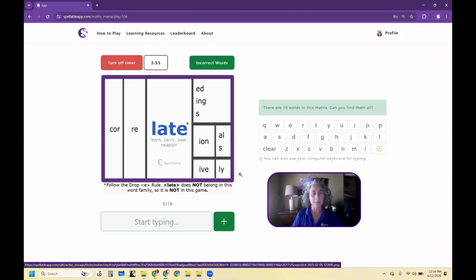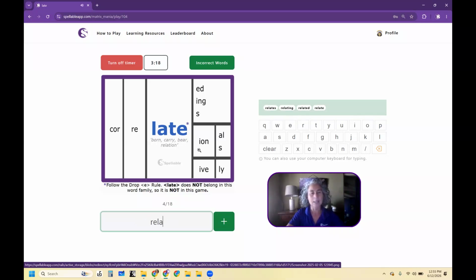So here's our matrix. Here's the base that's going to be in every word. We don't have anything that begins with late, so I'm going to start over here with this RE prefix and work from left to right, top to bottom. So my first word is relate, R-E-L-A-T-E. Related, R-E-L-A-T, drop the E, E-D. Relating, R-E-L-A-T, drop the E, I-N-G. Relates, R-E-L-A-T, drop, no, keep the E, sorry. We have a consonant suffix, S.